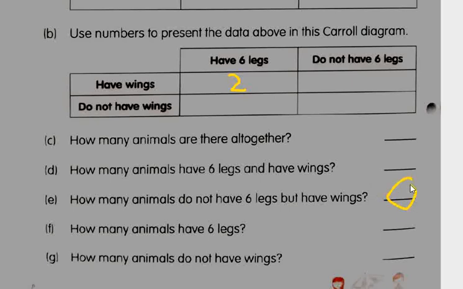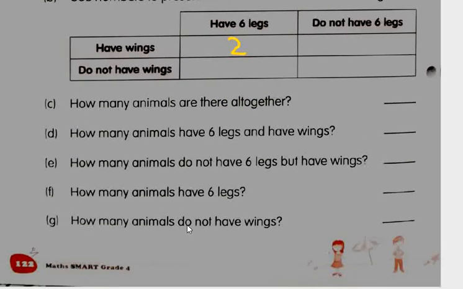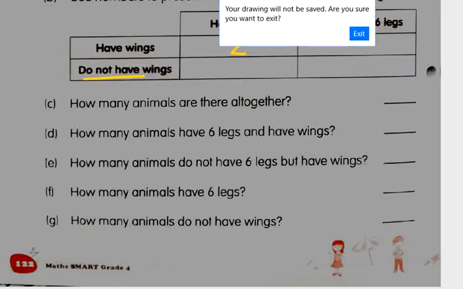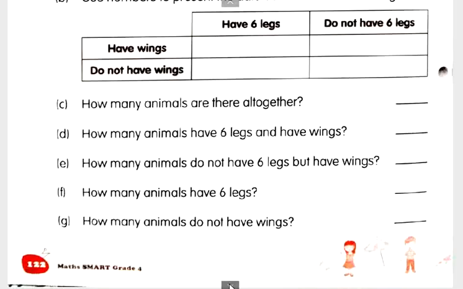Just put it in the space provided. And then question F, how many animals have 6 legs? Then refer to the first column about have 6 legs and then make the total. That will be the answer. And question G, how many animals do not have wings? Okay, refer to the second row, do not have wings. Then make the total of all of the numbers there. Alright, so let's proceed to the next page.